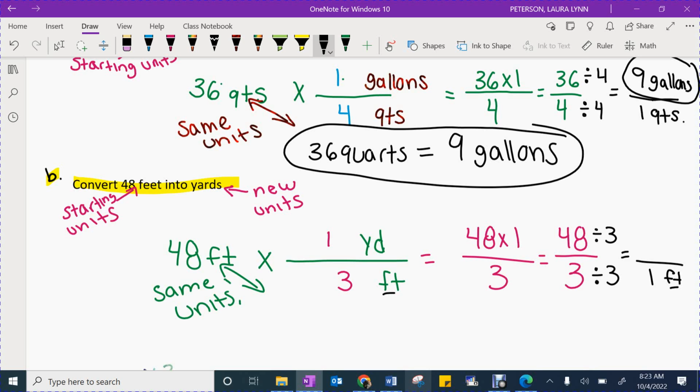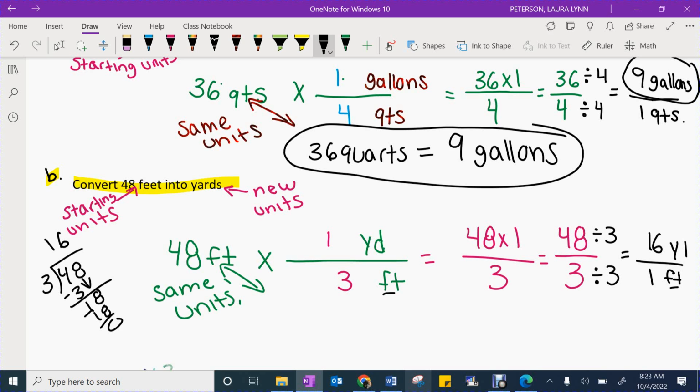48 divided by 3. Now, if you don't know that one, we can write that out. I'm going to write off to the side here. 48 in my house, 3 outside. 3 can go into 4 one time, which is 3. 4 minus 3 is 1. Bring down my 8. 3 can go into 18 6 times, and it goes in perfectly. So 48 divided by 3 is 16.